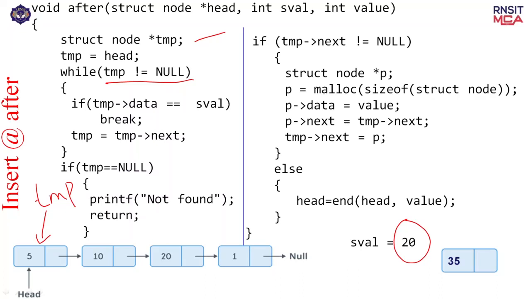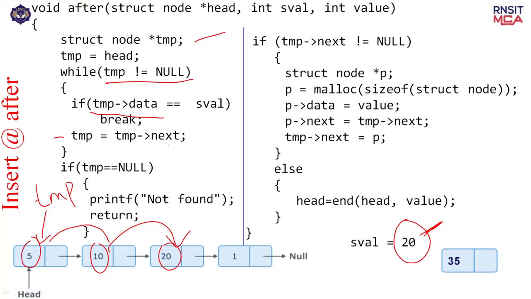Temp data is 5. Is it equal to the searching value, 20? No, it is not. So what you do, you go to the next one. Temp is equal to temp of next, so automatically temp will move to the next cell. So here temp data is 10. Is 10 equal to 20? No, automatically you move here. Temp is equal to temp of next. It automatically moves to the next.